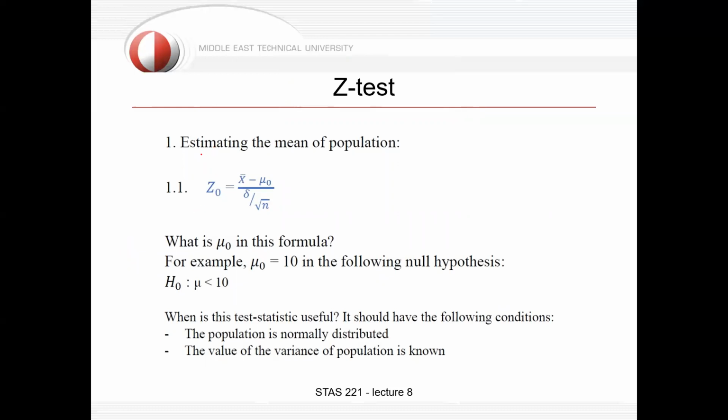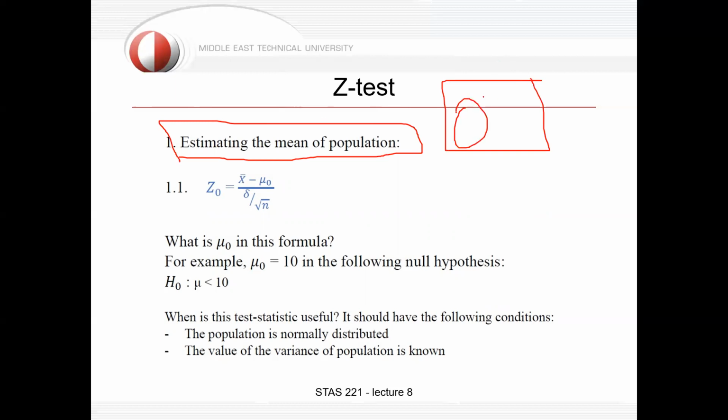Sometimes we are just interested in estimating the mean of the population. There is a population, you get a sample from it, and the parameter of the population is mu, and we are looking for this one. So we want to estimate it by mu hat or X bar. They are equal. So when can we use this formula? z0 is equal to x bar minus mu 0. Mu 0 is always given to you when you construct H0 and HA.